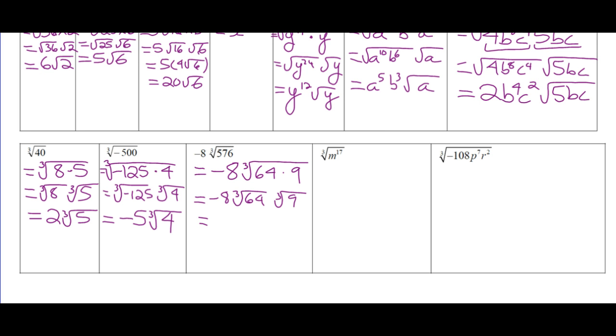So watch out, when you're doing anything higher than a square root, make sure you're writing the index each time. Very important. It is negative 8 times 4 times the cube root of 9, which is negative 32 cube root 9.